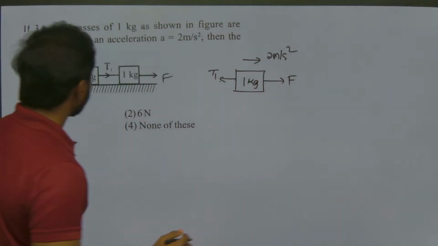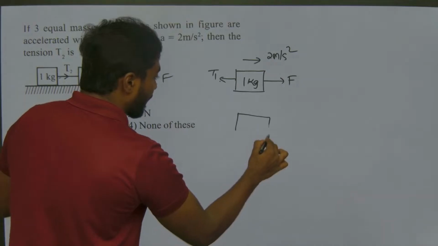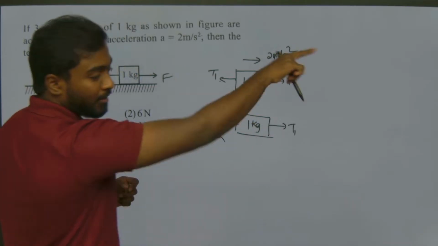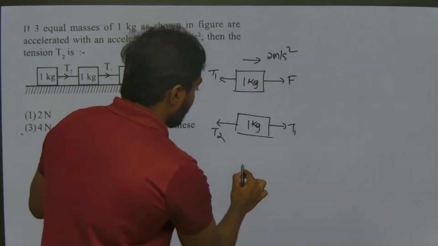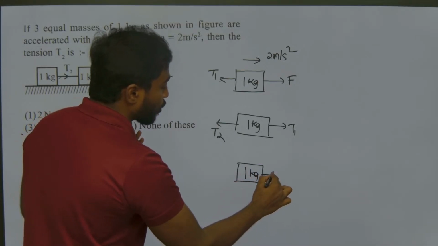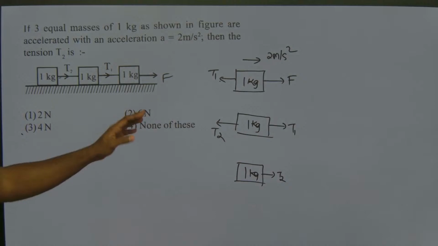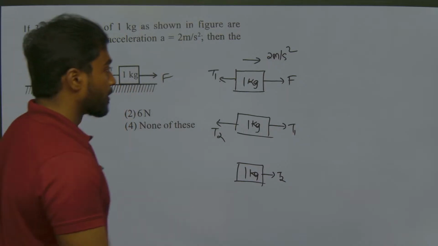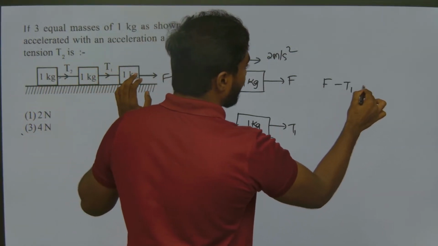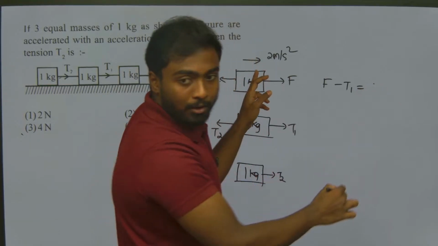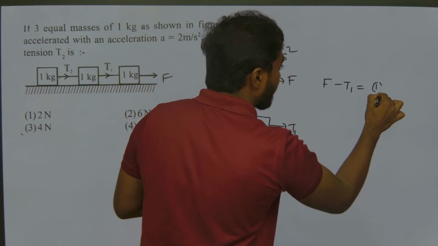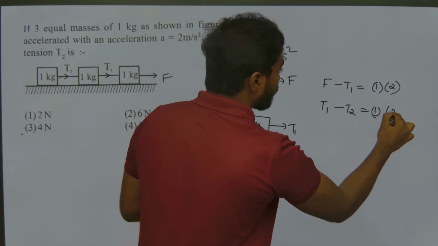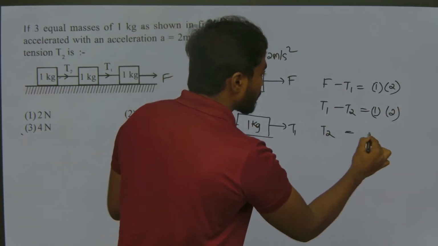Now, what is the second free body diagram? Again, 1 kg, tension T1, and this is tension T2. Object in the same direction, 2 meter per second square. For the third one, again 1 kg, T2 will be there. That's it. Now, can I write the equation? Forces positive in the direction of acceleration, negative in the opposite direction. So, F minus T1 will be equals to mass 1 kg into acceleration 2, so 2. This one, T1 minus T2 will be equals to 1 into 2. Again T2 will be equals to 1 into 2.